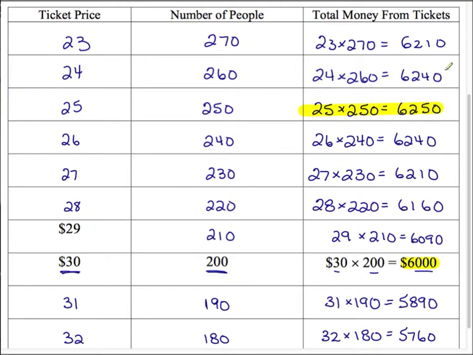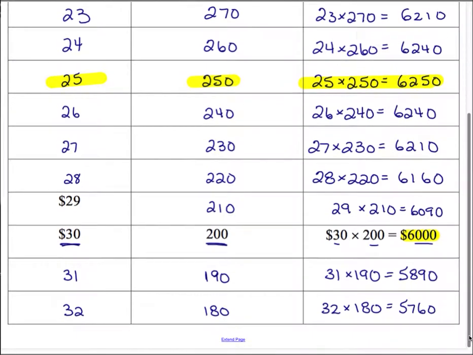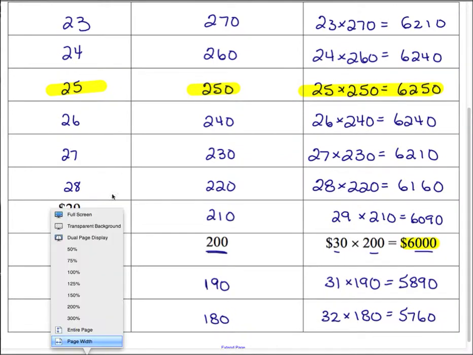And notice these start to repeat themselves going back down the other direction. That's a typical quadratic relationship. So it looks like the highest point we're going to get is 6,250. So what should the ticket price be? Whoop, right there, $25. If we sell the tickets for $25, 250 people will buy them, giving us a grand total of $6,250. Okay. Now I'm going to put this information on a graph.